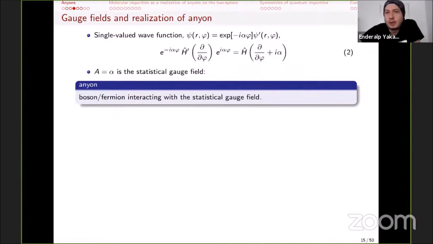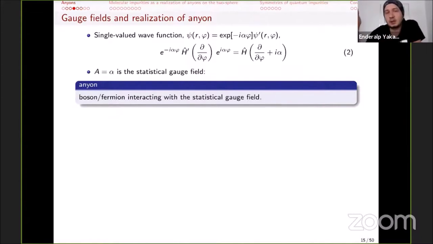For example, assume that your ψ', which is multivalued, is governed by some Hamiltonian H', and the relevant quantity is ∂/∂φ. If you apply some gauge transformation, you will obtain a single body wave function, which means that your transformed Hamiltonian acts on symmetric or anti-symmetric wave functions. But there's a price to pay. The price is the following.